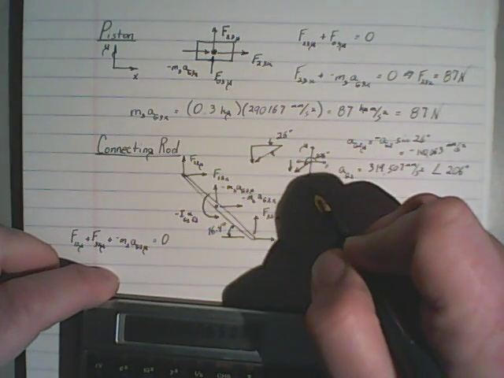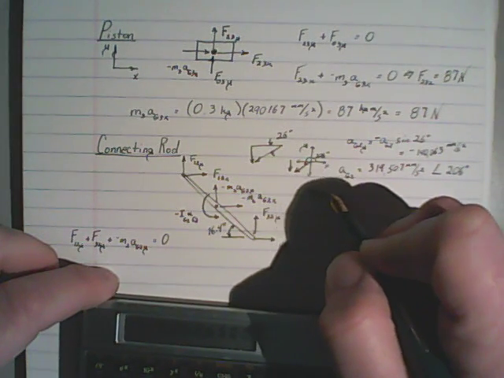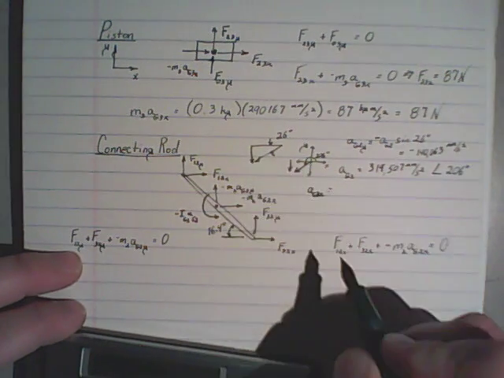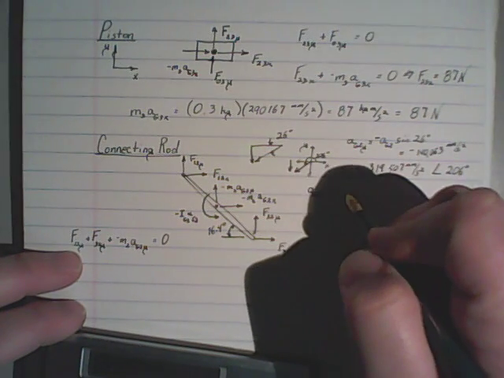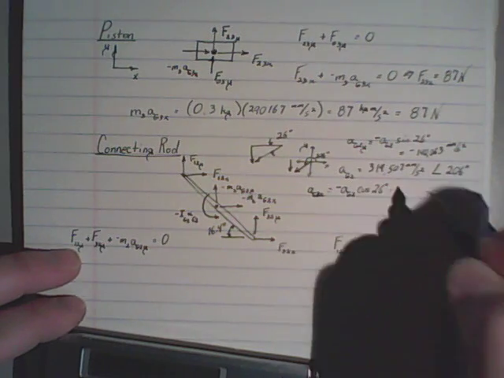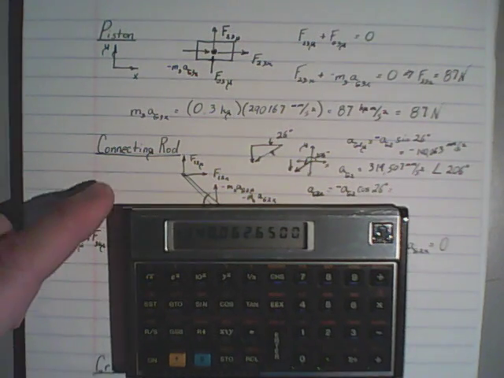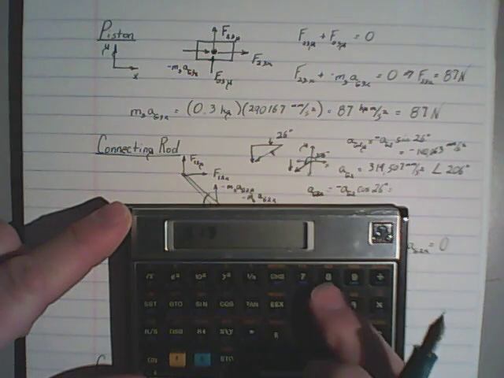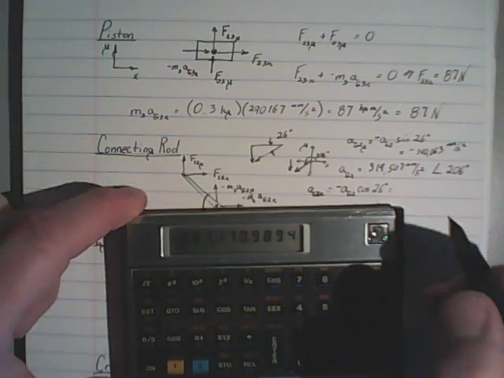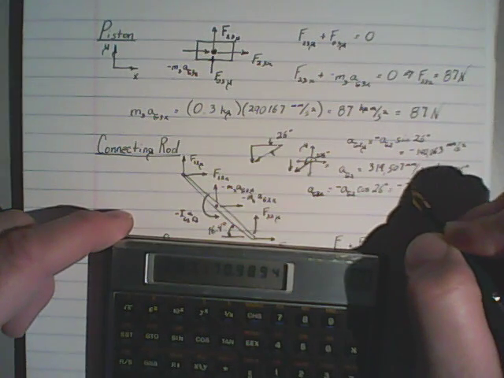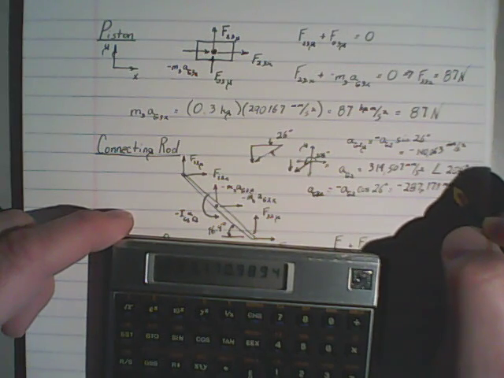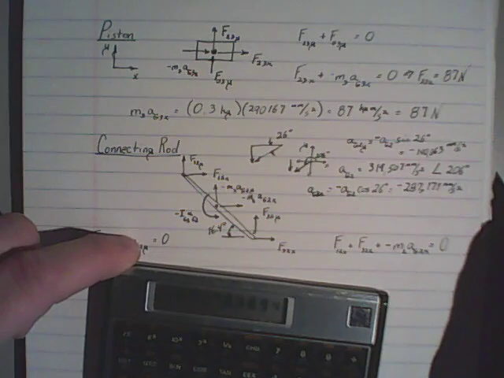a_g2x is just as straightforward to get. It's this leg of the triangle, and it is also in the negative direction, so it will be negative a_g2 times the cosine of 26 degrees. So 319,507 times cosine, and I get negative 287,171 millimeters per second squared.